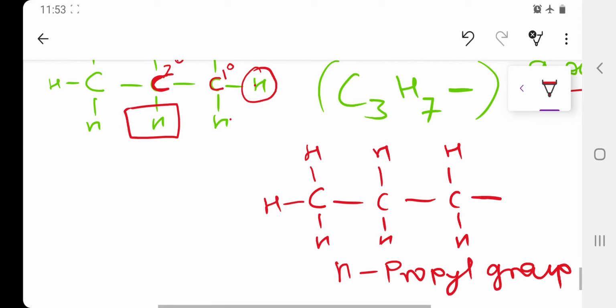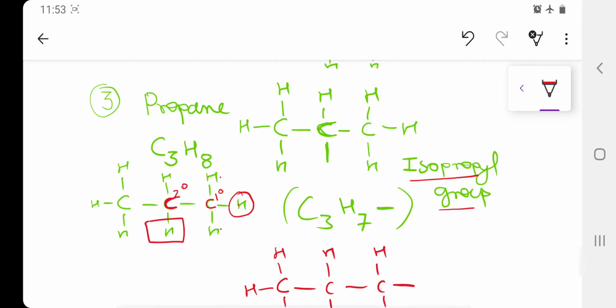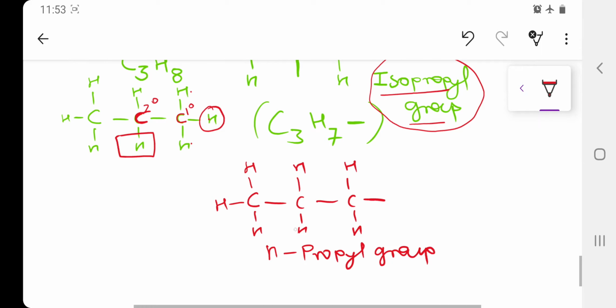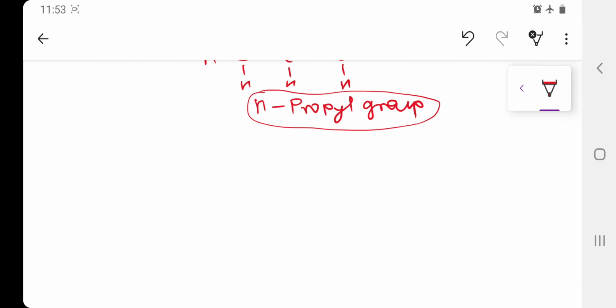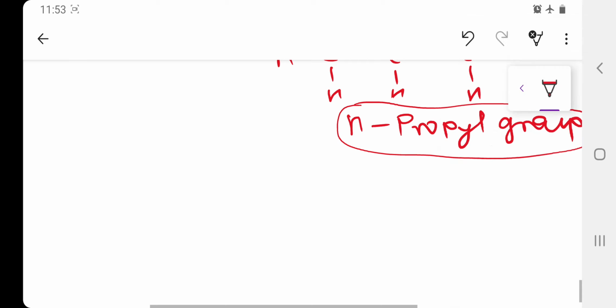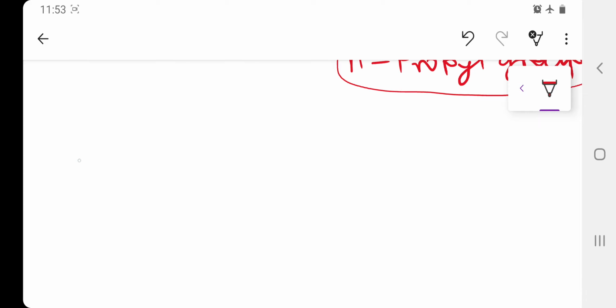Now if you understood this propyl thing, propane gives rise to two types of group, that means isopropyl group, and then it is what? N-propyl group. You can also consider drawing the alkyl groups for pentane. Now fourth alkane, fifth alkane actually. Fifth alkane that we are considering writing here is pentane.